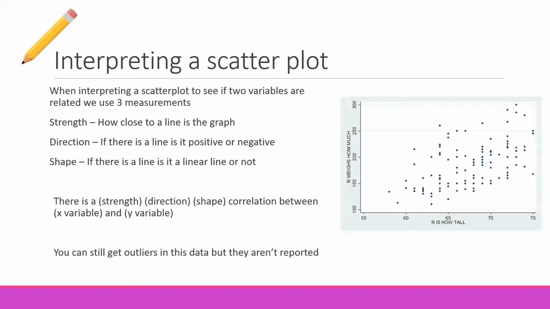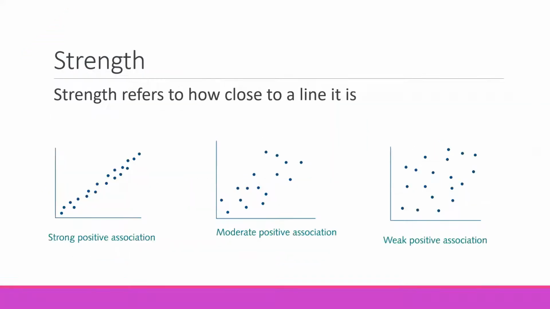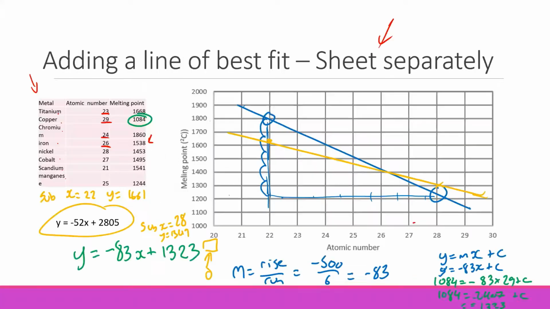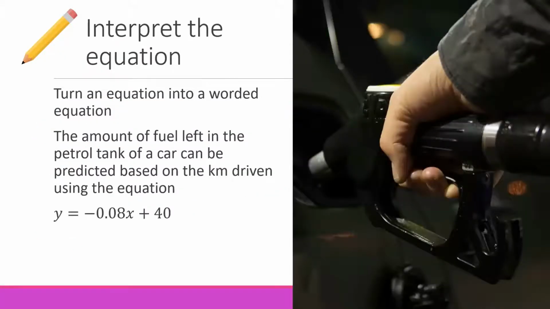I said interpreting a scatter plot. When we interpret a scatter plot, I gave you this phrase. That phrase gives you a way to talk about a scatter plot in words. It doesn't say give me the Pearson correlation coefficient when it says the strength. It just says use the word strong or weak or moderate. We're going to be doing the same thing now, except we are going to be doing it on these 3 ideas. Let's start with interpreting the equation. What we need to do with interpreting the equation is turn an equation into a worded equation.